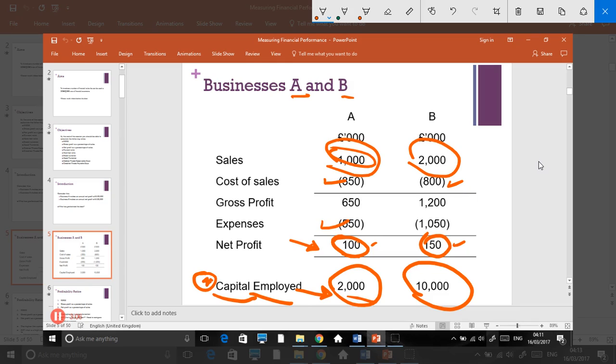So this is an introduction to why ratio analysis is even done. Before we can assert that Mr. A or Mr. B has done better, we need to consider what resources they were given and how much they have kept from their revenue.